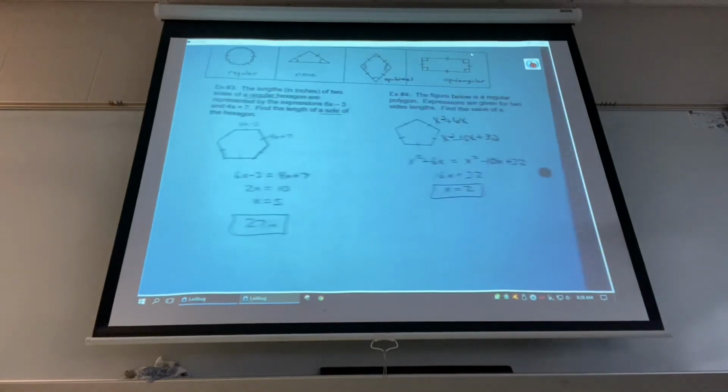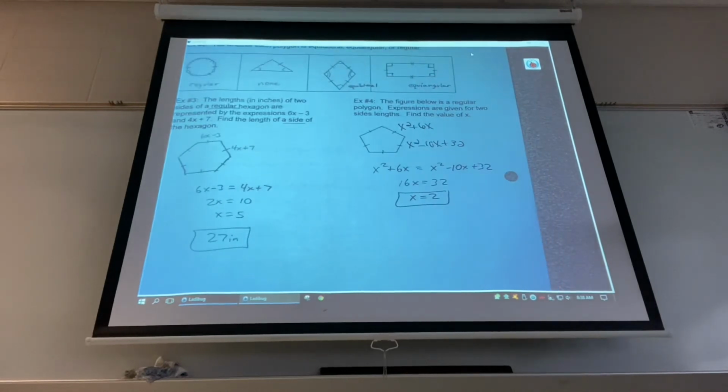In example 4, it makes me a little nervous because we've got a quadratic. You guys see that? It's like, ooh, quadratic, x squared. But it says it's a regular polygon, so what do we do? We set these equal, but what happens to the x squareds? They disappear. We lucked out. There will be times this year where you'll have to solve a quadratic. So you might have to solve it by factoring. You might, and it's probably more likely, you're going to solve it just by square rooting. Is everybody with me on that? Square root, sound good. And then notice it says find the value of x. So you're done.